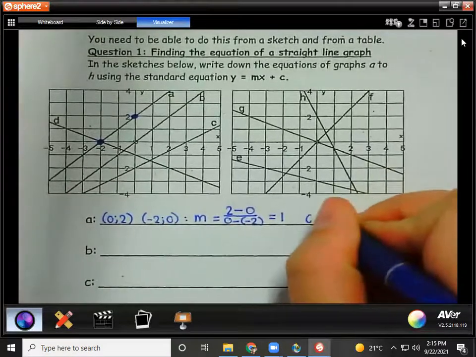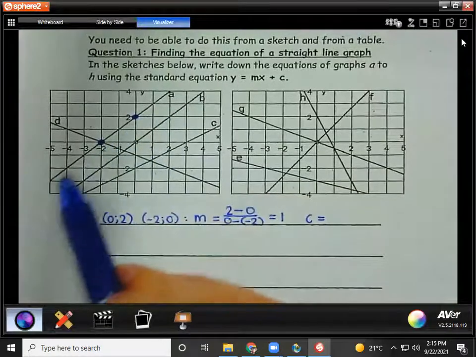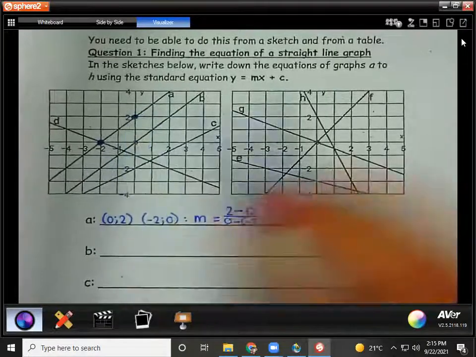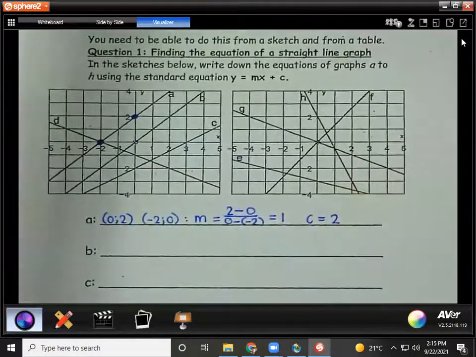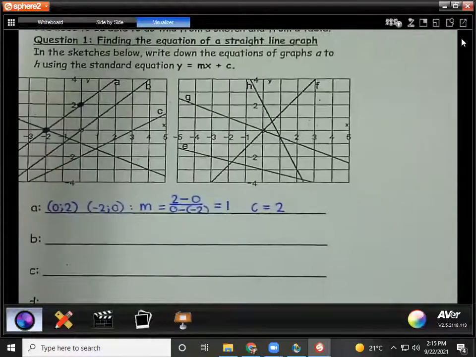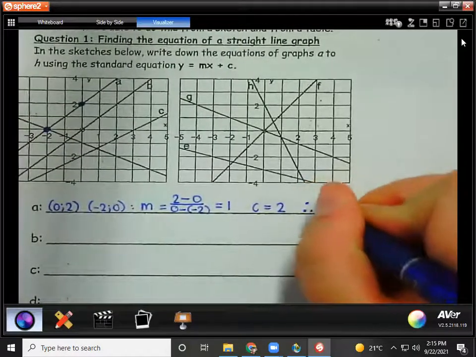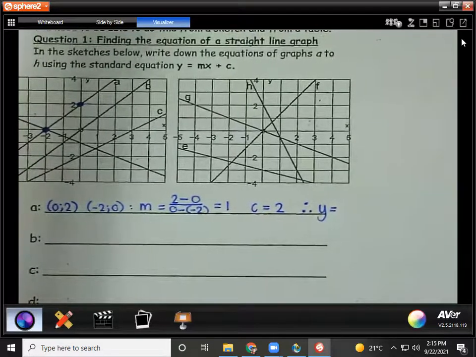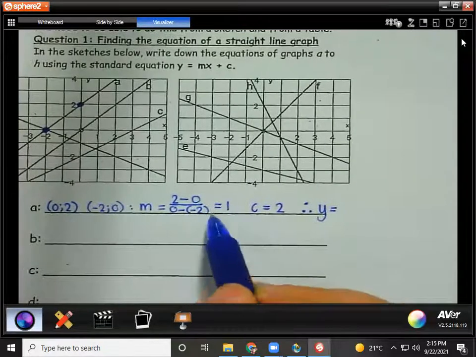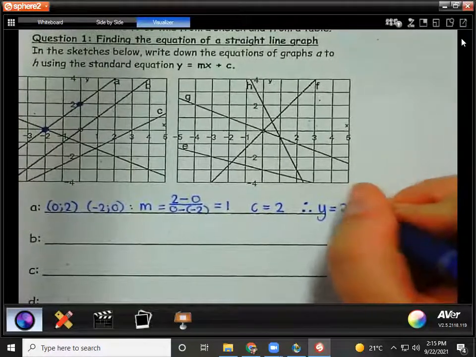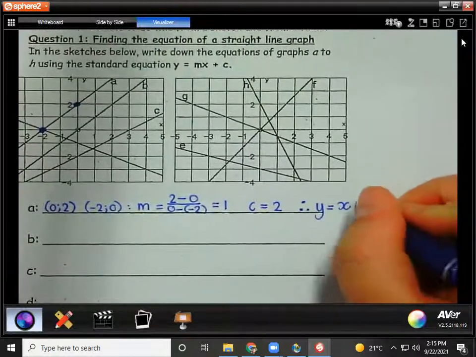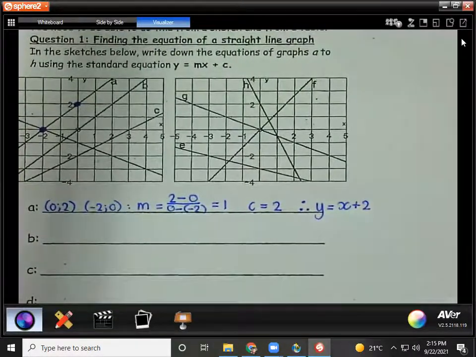What is my C value? Let's look at this line. Where does it cut the y-axis? At 2, hey? So my C value is 2. Therefore, the equation is y equals mx plus c. What is my m value? 1. So you can write 1x if you want, or you can just write x plus c. My c value is 2. So plus 2. That is the equation.